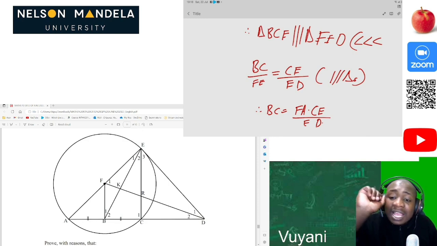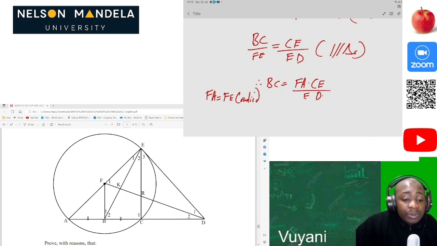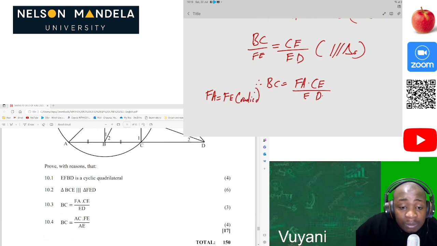We say that a line from the center to the circumference is a radius, so we can say that FA is equal to FE. Let me write it down. So FA is equal to FE, it's radius. Then yeah, we are happy with that question. Then the last question: prove with reason that BC is equal to that, and that's 4 marks.